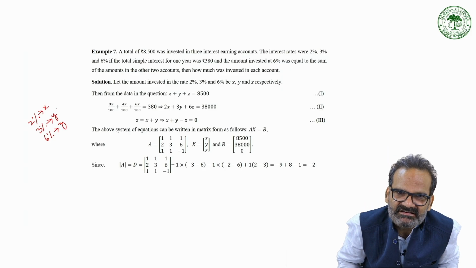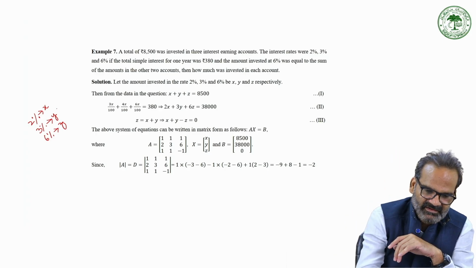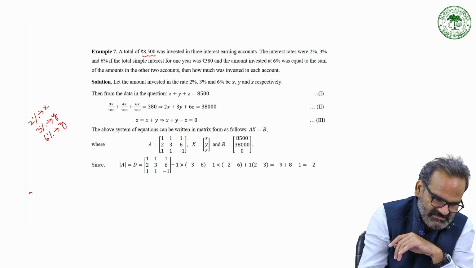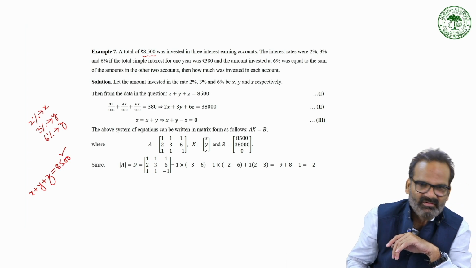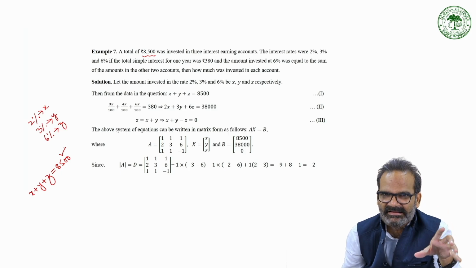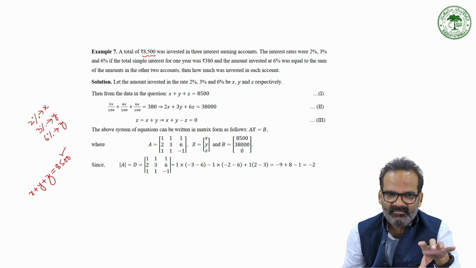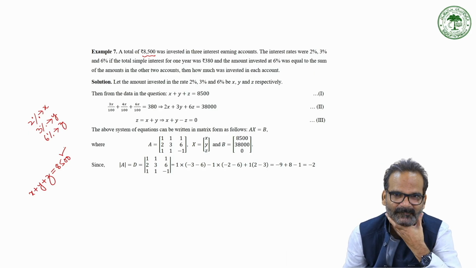So what is given: the total sum is 8500, which means x plus y plus z is equal to 8500. This is our equation number 1, because the total amount of 8500 is being invested between these three accounts, right? So the total sum x plus y plus z must be equal to 8500.